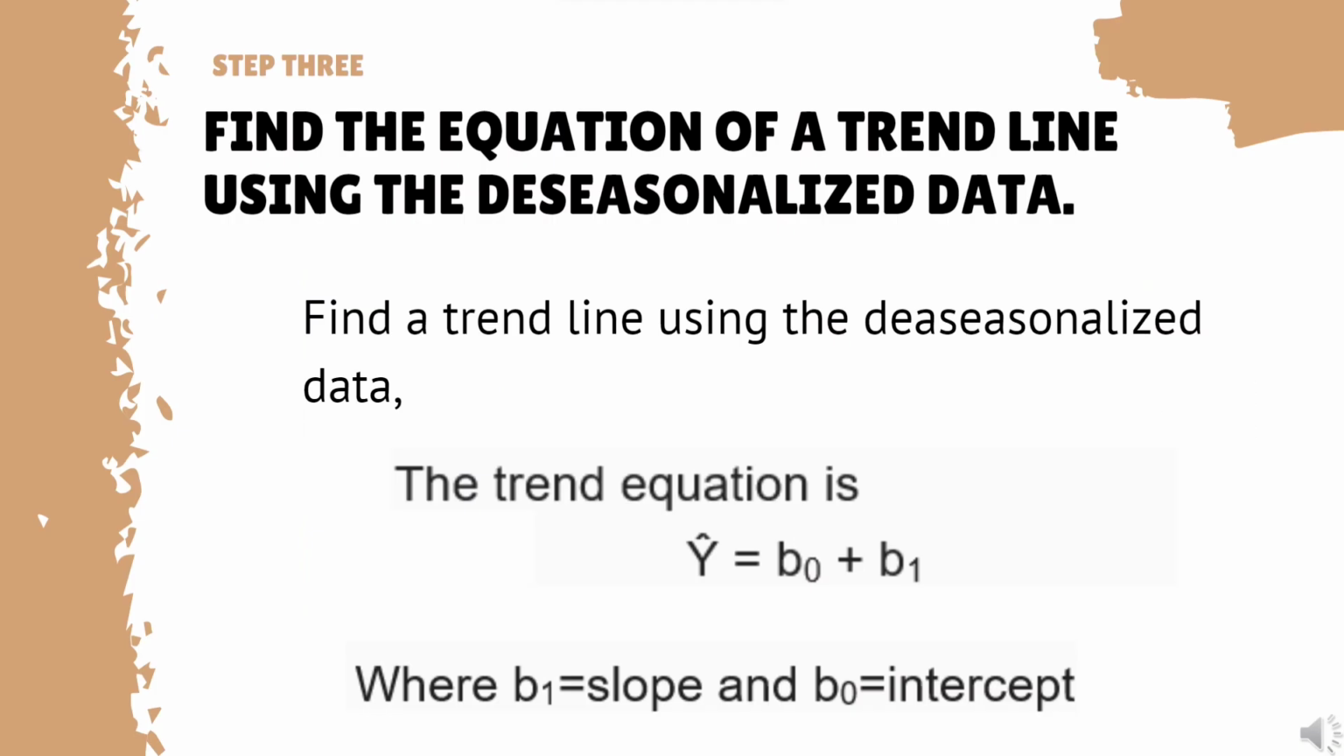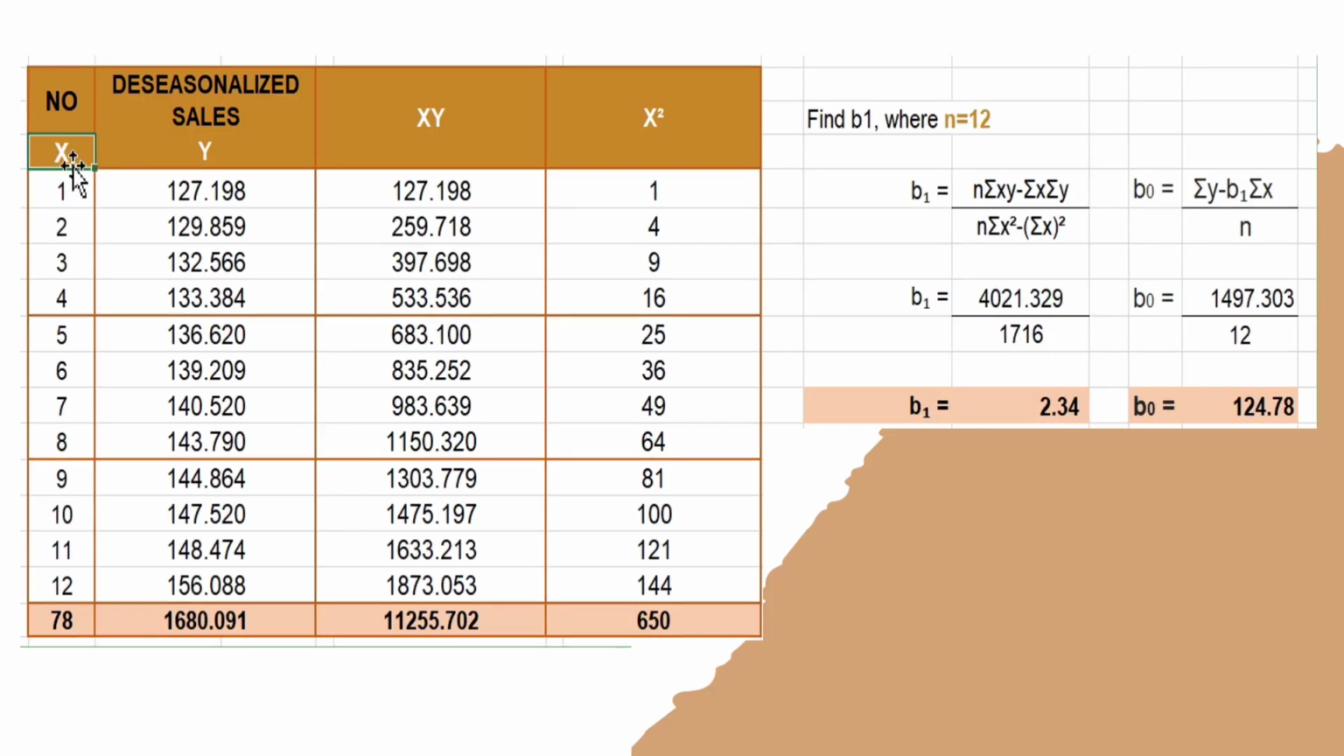Moving on, step 3 is we need to find the equation of a trend line using the deseasonalized data. The trend equation is y, or what we call the predicted value, is equal to b sub 0 plus b sub 1 x, where b sub 1 is our slope of the line and b sub 0 is our intercept. The values of b sub 0 and b sub 1 are unknown. Therefore, we need to find them first. To get this, find a trend line using the deseasonalized data. So, we let x be the number of quarters and let y be the deseasonalized sales.